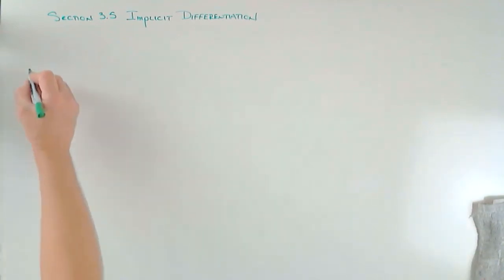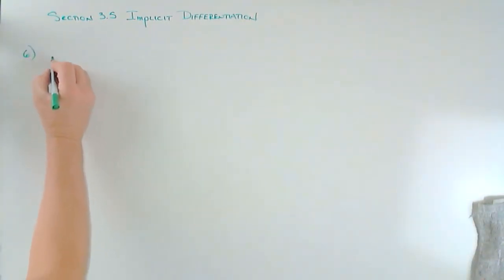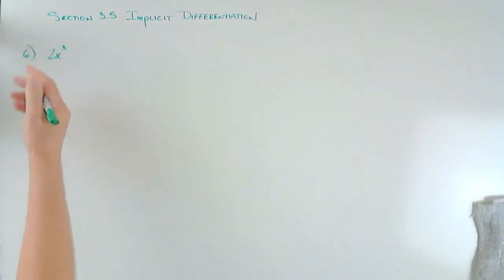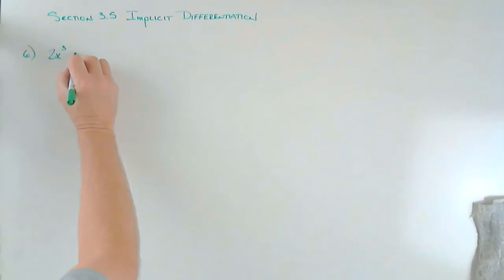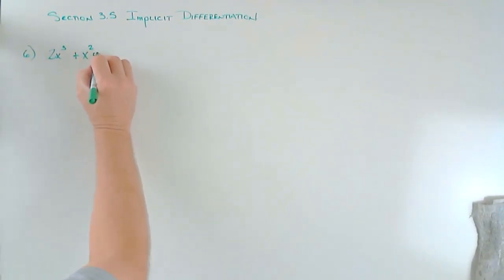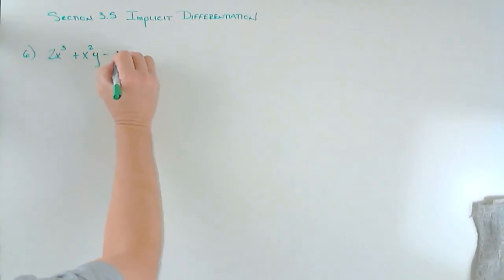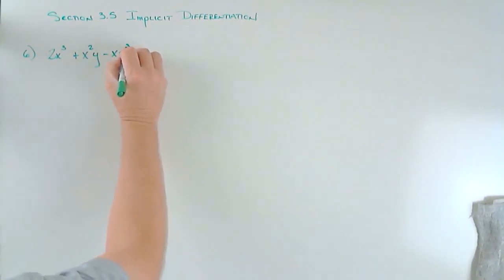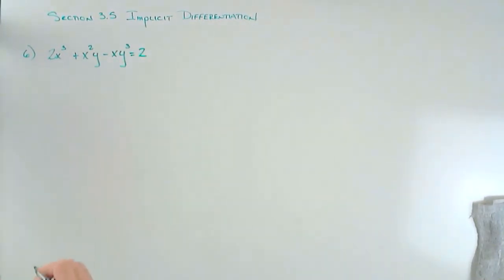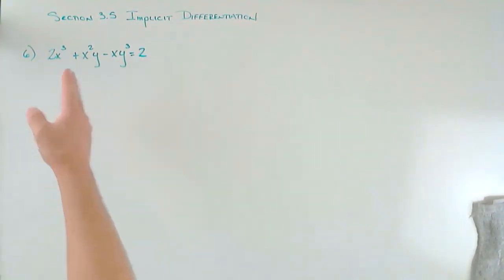I'll start with something like question 6. Question 6 is 2x cubed, now that's just an expression in x, plus x squared y minus xy cubed equals 2. Okay, so this is a very classic implicit differentiation type problem. We cannot solve this explicitly for y. We can't get y equals and get every other term to the other side. Algebraically, it's beyond our ability. It's either impossible or not something that we even want to try to tackle.